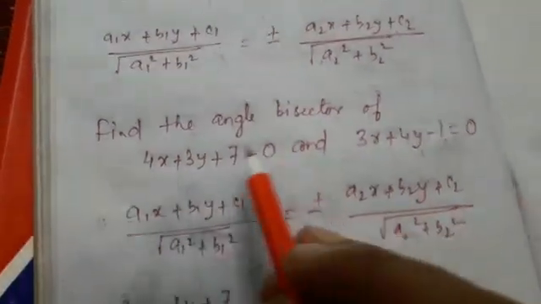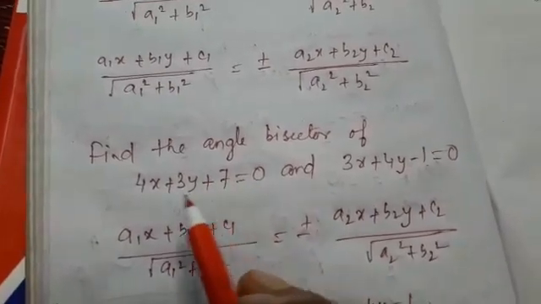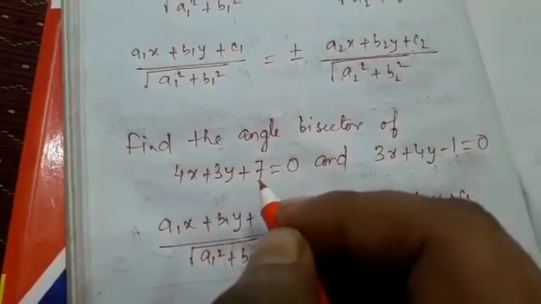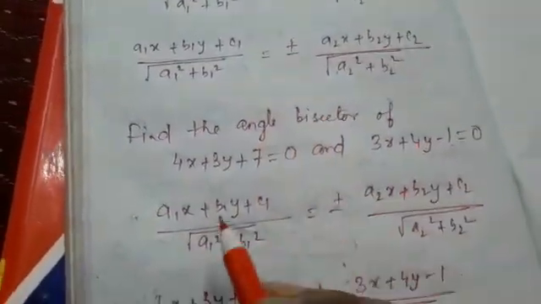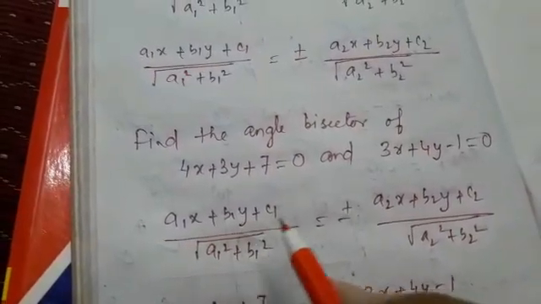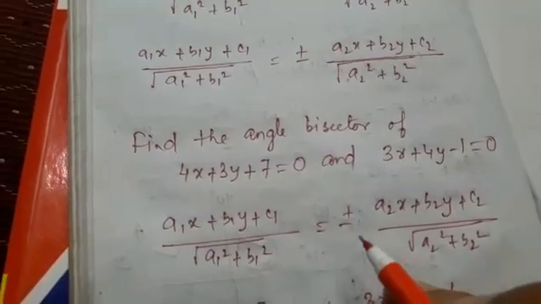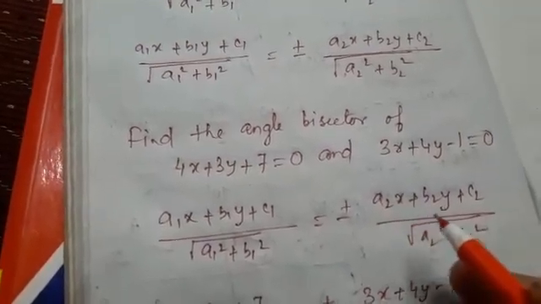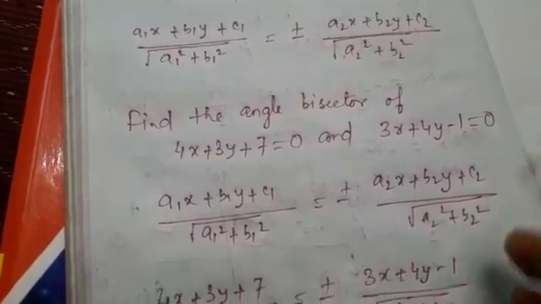Right? So suppose this is equation 1, which is given by 4x plus 3y plus 7. So what is the formula of the angle bisector? The formula is (a1x plus b1y plus c1) by root under a1 square plus b1 square is equal to plus minus (a2x plus b2y plus c2) by root under a2 square plus b2 square, right?